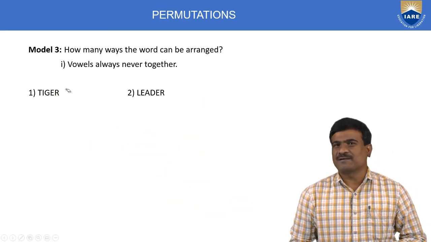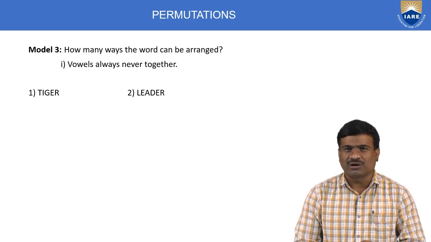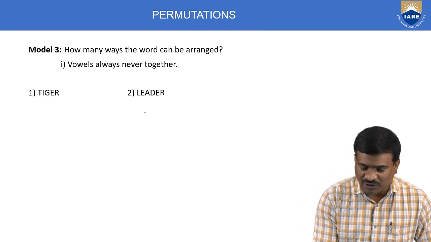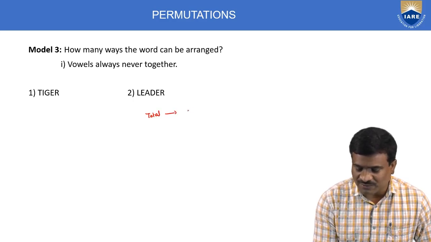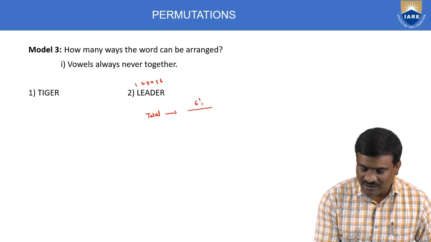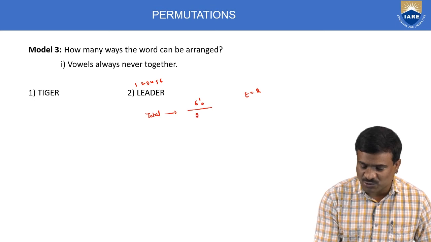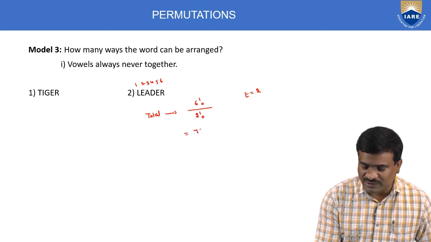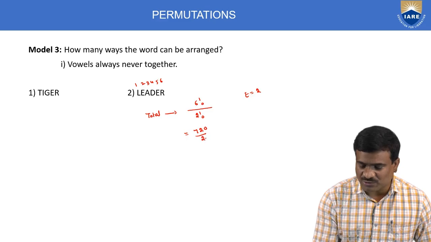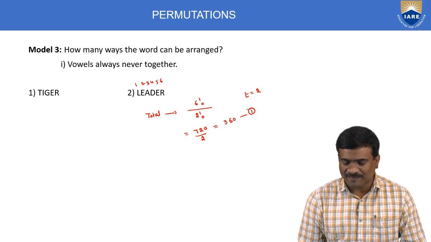Right, next, second example, same method. All the vowels never together, do not come together. Here, first you have to calculate the total number of arrangements. In the numerator, 1, 2, 3, 4, 5, 6: 6 factorial. Denominator: in LEADER, E is repeated 2 times, so 2 factorial. 6 factorial is 720, divided by 2 factorial, 2. 720 by 2 is 360. This is equation number 1.